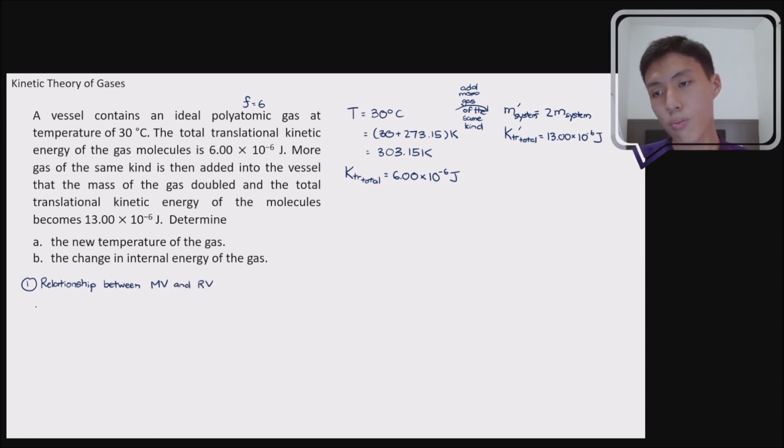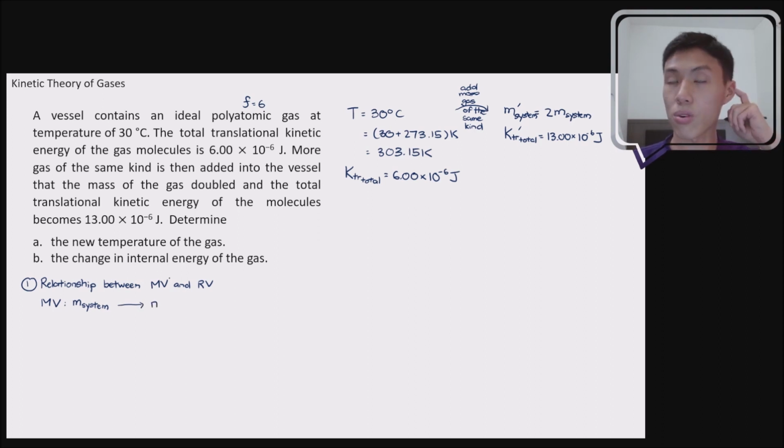So in this case, what are we manipulating? We are adding gas, right? So by adding gas, we are manipulating the mass of the system. Actually, if you know that the mass of the system is being manipulated, you know that the number of moles of the system will also change, because previously you have 1 mole of gas, then it becomes 2 moles of gas. Only the mass of the system will increase, right?